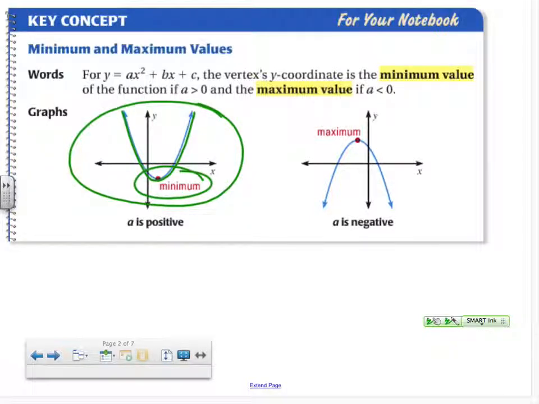You can also tell because A is positive. A is positive means it opens up, and opening up means a minimum. So when A is positive, our parabola has a minimum value. And conversely, when A is negative, it opens down, and our parabola has a maximum value. So all quadratics where A is positive have a minimum, and all quadratics where A is negative have a maximum.